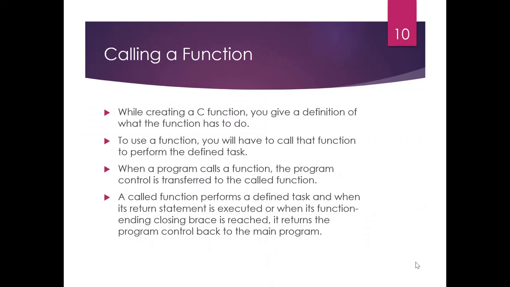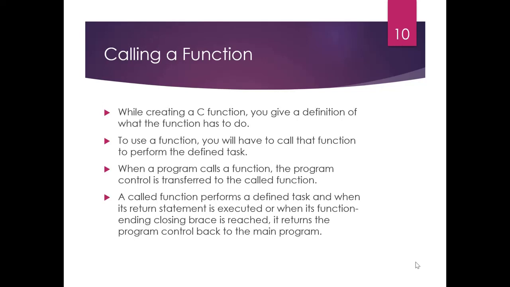Calling a function. While creating a C function, you give a definition of what the function has to do. To use a function, you will have to call that function to perform the defined task. When a program calls a function, the program control is transferred to the called function. A called function performs a defined task, and when its return statement is executed or when its function-ending closing brace is reached, it returns the program control back to the main program.